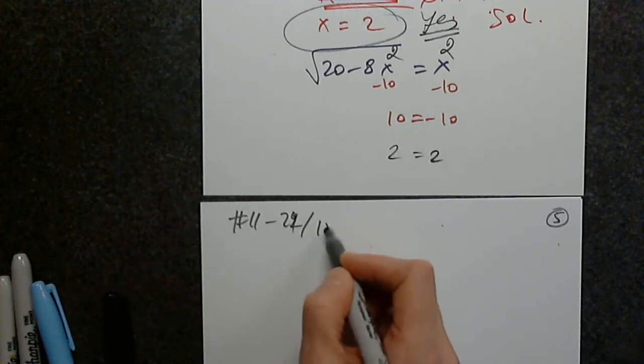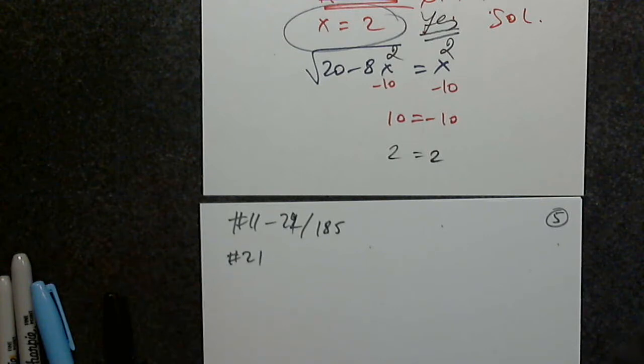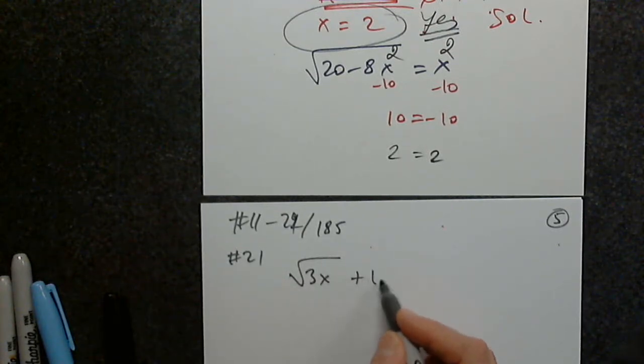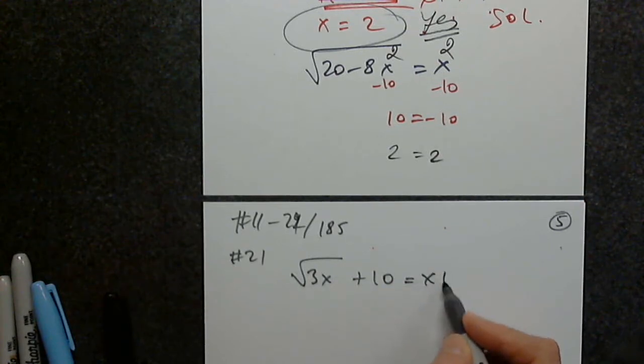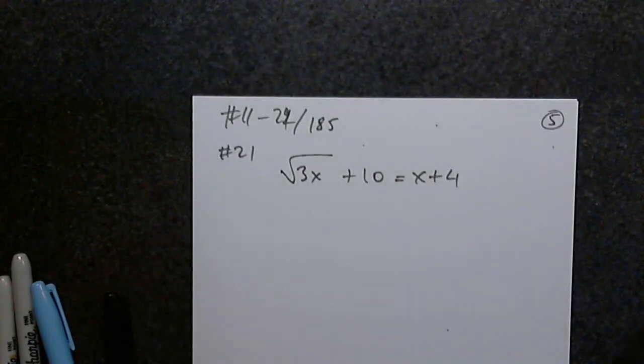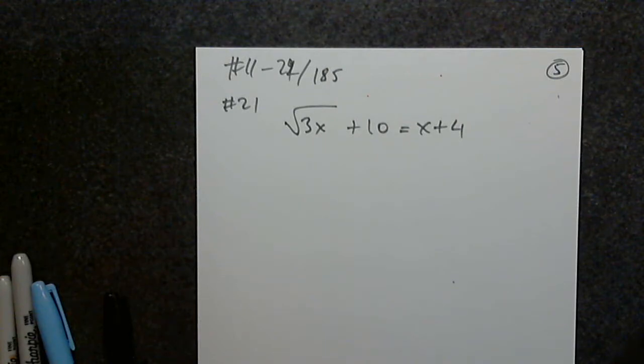And 22 on page 185, and we want to look at 21. Very good, 21 it is. So we have the square root of 3x plus 10 equals x plus 4. Is this outside of the book? Yes, it is. Let me check, because sometimes I do copy something else. Thank you for being vigilant.